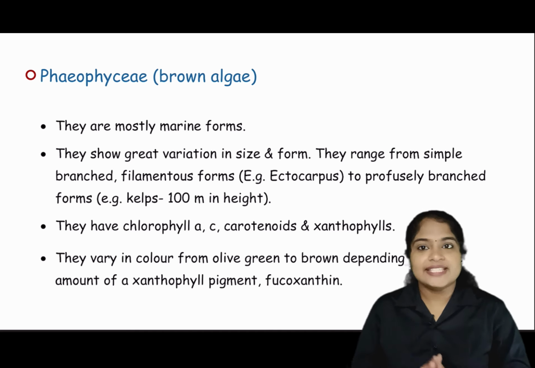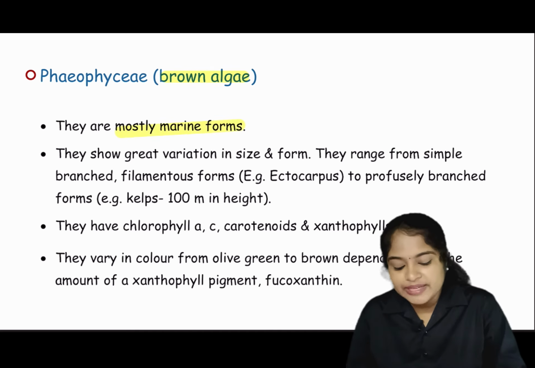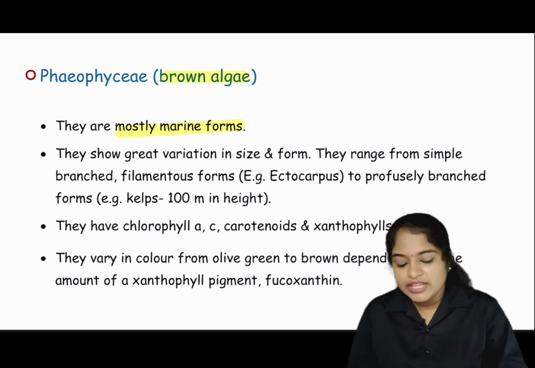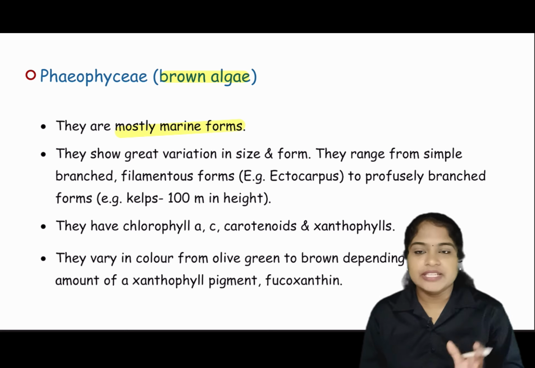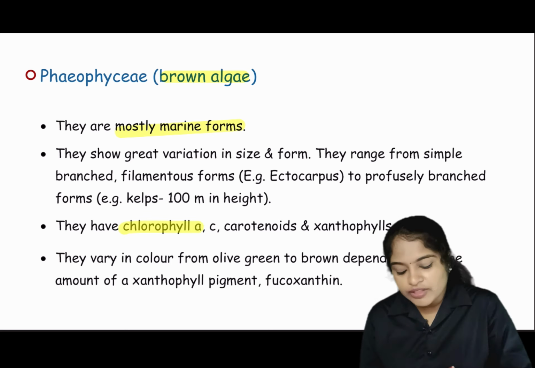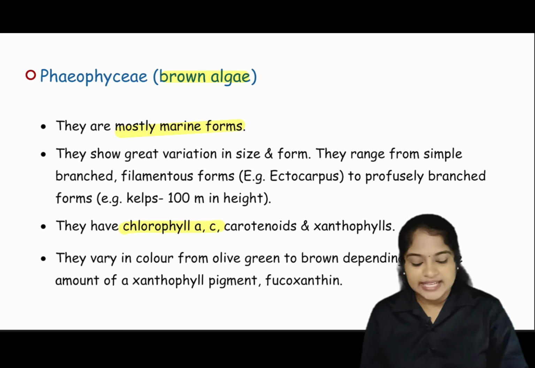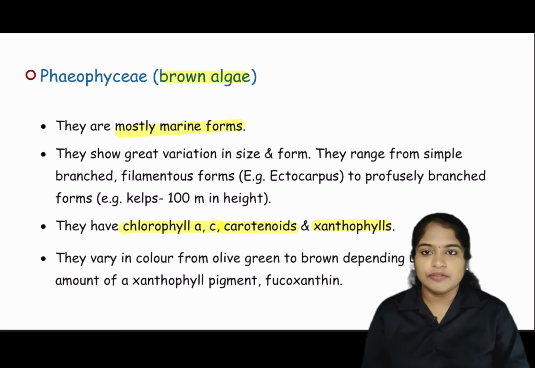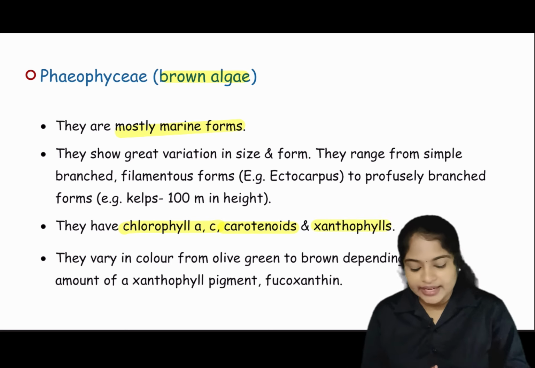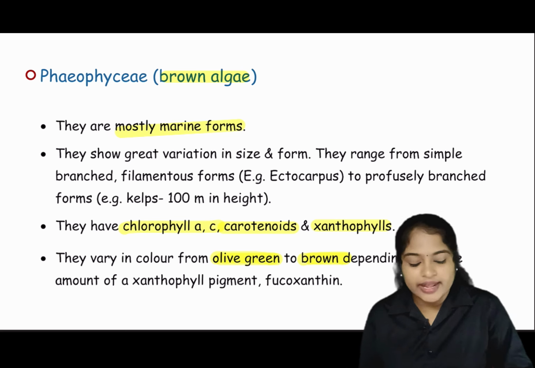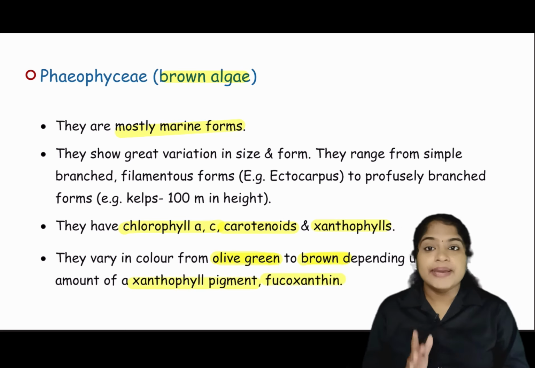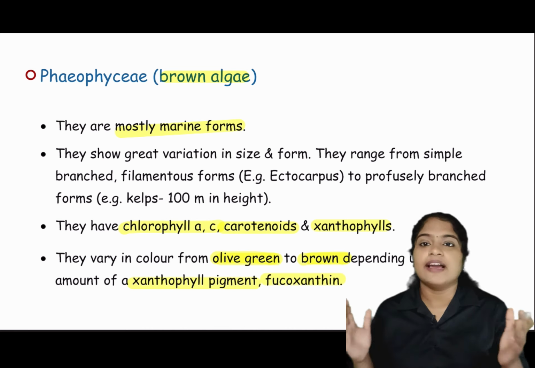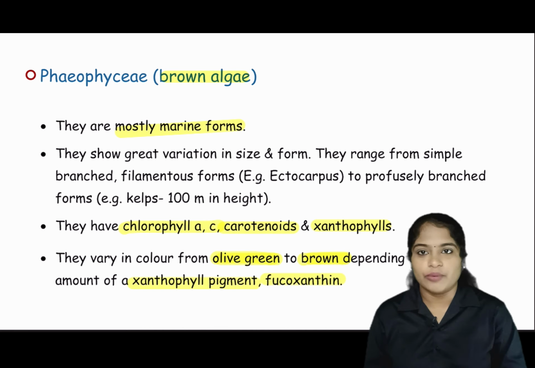Now let us move on to the next type of algae, that is brown algae, called Phaeophyceae. They are mostly marine in their forms. They vary in size from very small Ectocarpus to very big kelp, which can be up to 100 meters long. They contain pigments like chlorophyll A, C, carotenoids and xanthophylls. They vary in color from olive green to brown depending upon the presence of the pigment xanthophyll or fucoxanthin.